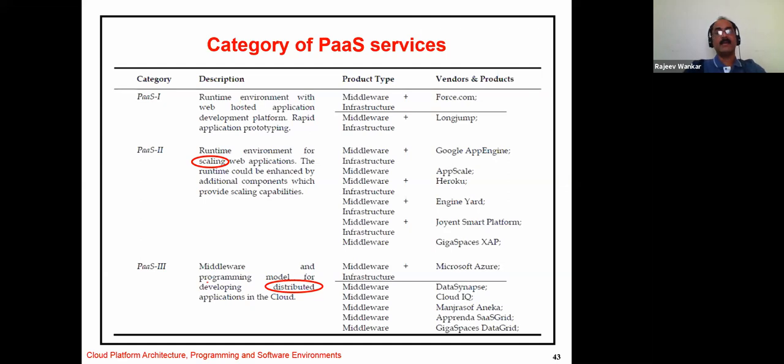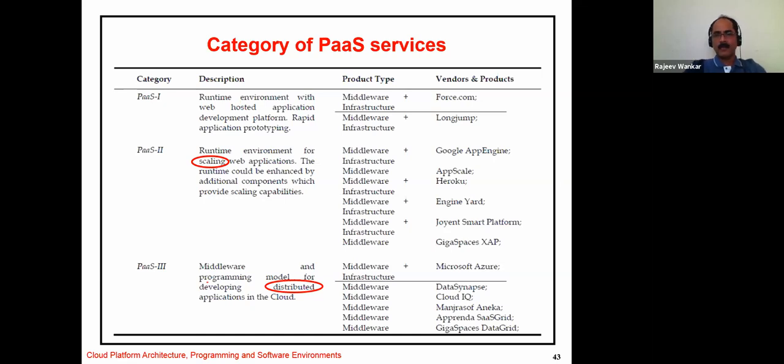There is a third category where you have the middleware and programming model, which is not only providing the first two, scaling and this thing, but also allows you to create distributed applications or parallel applications on the cloud. There are several players in this, and Microsoft Azure is one of them, which provides you middleware and infrastructure. And there are a couple of other vendors. They provide you only the middleware. You are required to come up with your own infrastructure.